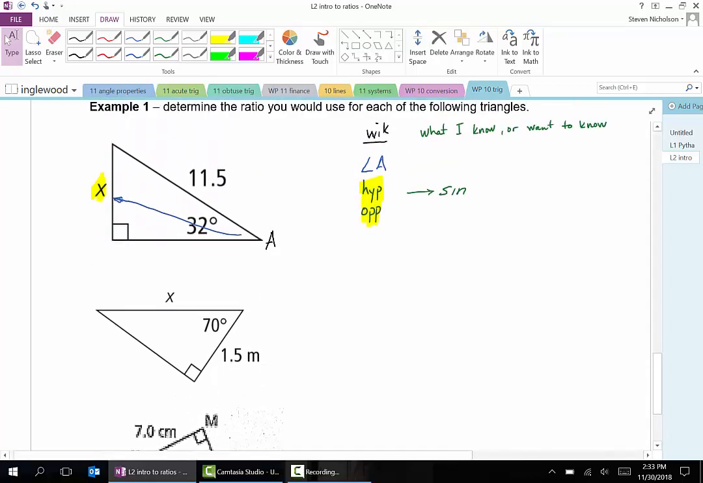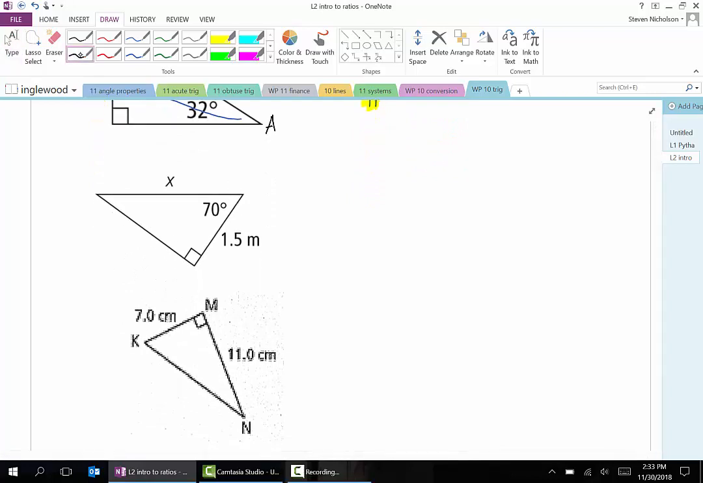Okay, next one then. Same idea. Well, I'm going to label it A. I always do it A. And then I'm going to write down, well, what do I know or want to know? Well, what do I know? Well, I know angle A. And I know this side right here. And this side is adjacent to, it is touching angle A. So this is the adjacent side. And what do I want to know? Well, I want to know that side right there, and that side is opposite the right angle, so that side is the hypotenuse.